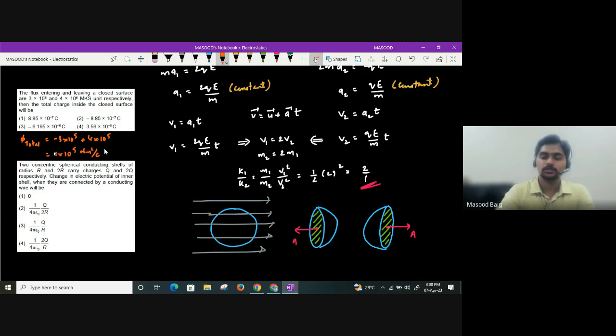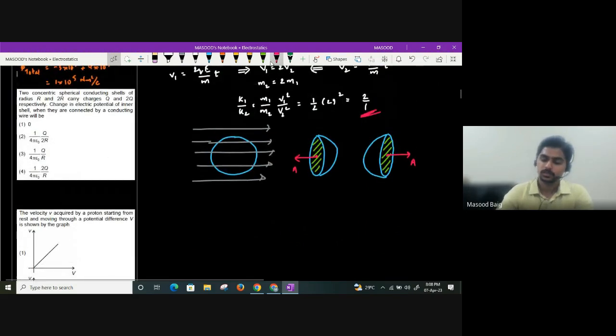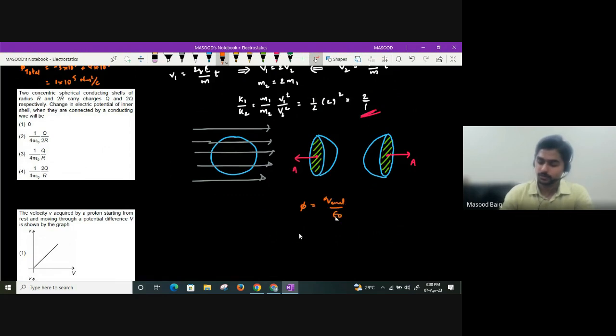And as per Gauss law, what is the total flux associated with the closed surface? How much will be the total flux associated with the closed surface? Q enclosed divided by epsilon naught. So what is Q enclosed, beta? It will be the total flux into epsilon naught. So I'll get it as 10 power 5 times epsilon naught, which is 8.85 into 10 power minus 12. So I'll get it as how much, beta? 8.85 into 10 power minus 7 coulomb.